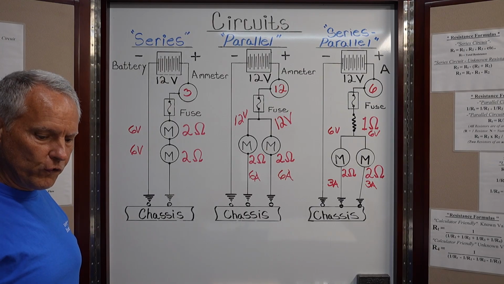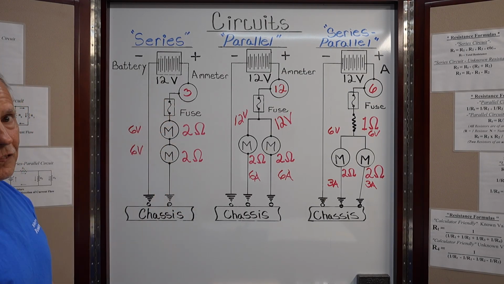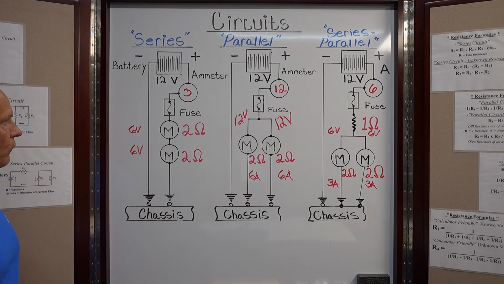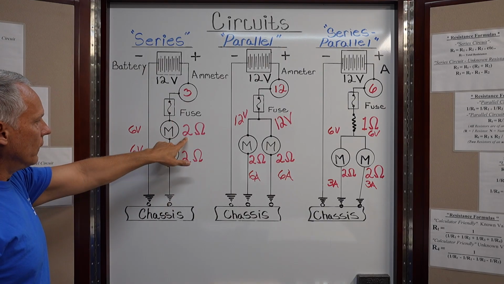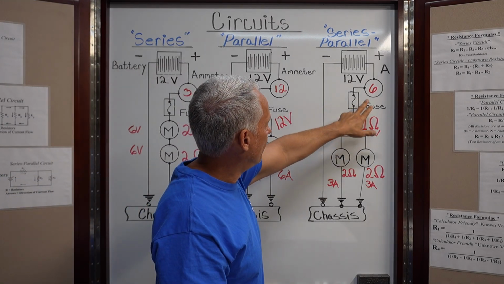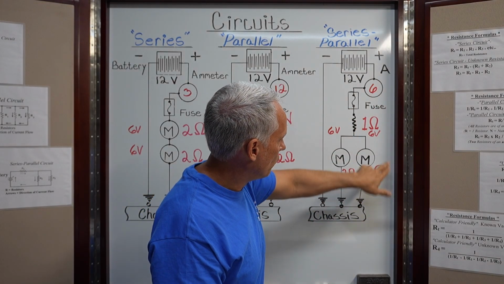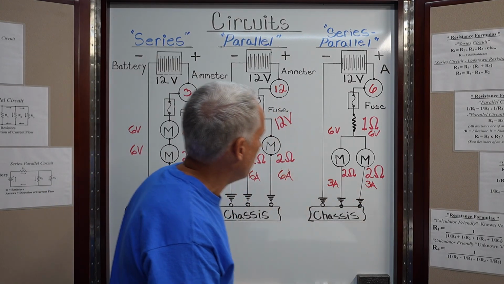But what's something else we noticed here. By wiring it in this manner, no resistance, no resistor required. We have 6 volts going through that motor, 6 volts going through that motor. We have 6 volts with 3 amps, 6 volts with 3 amps going through that circuit. This one has 2 ohms resistance, that one has 2 ohms resistance.